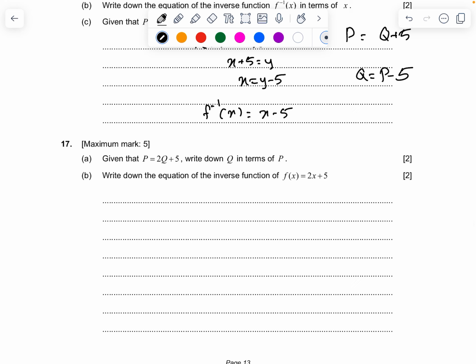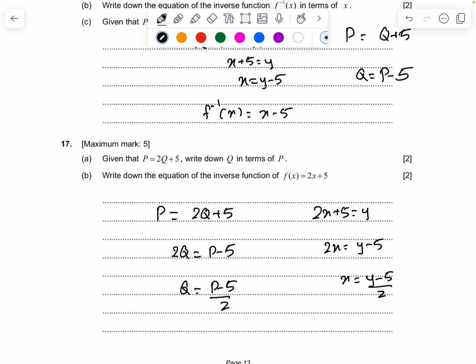Given that p equals 2q plus 5, find q in terms of p. P equals 2q plus 5, 2q equals p minus 5, q equals p minus 5 by 2. Write down an equation, same, 2x plus 5 equals y, 2x equals y minus 5, x equals y minus 5 by 2. So f inverse of x will be equal to x minus 5 by 2.